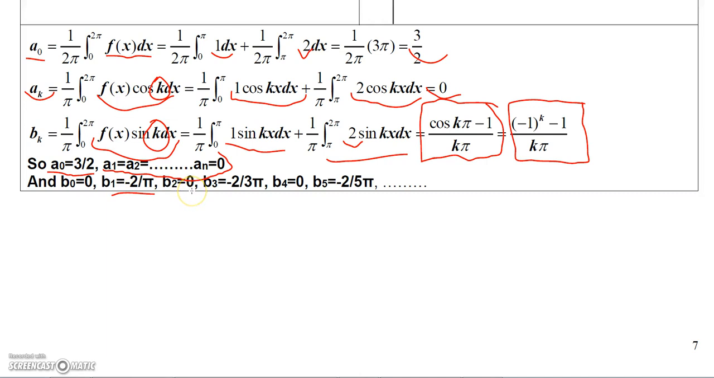And then if k is 2, we're back to 0. If k is 3, we get minus 2 over 3 pi. Then b4 is 0, and b5 would give us minus 2 over 5 pi.